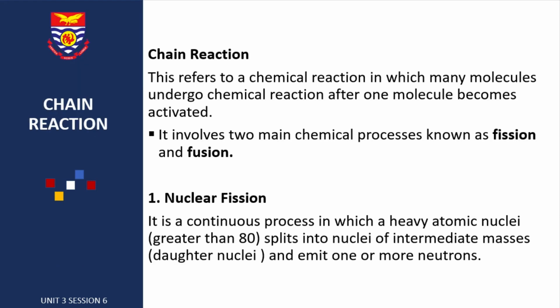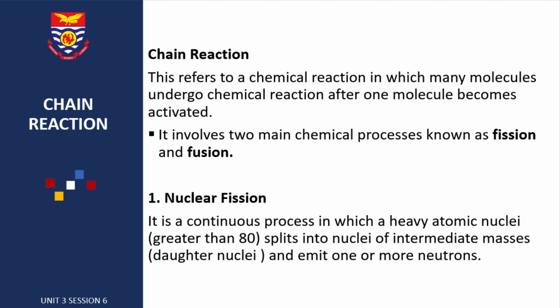We shall begin by looking at chain reactions. In order for fission and fusion reactions to be understood, we need to first understand chain reactions. Chain reactions are referred to as chemical reactions in which molecules undergo chemical reaction after one molecule becomes activated. So you need one molecule to start the reaction and the process continues by itself. There are two kinds of these chain reactions, and they are the fission and the fusion reactions.